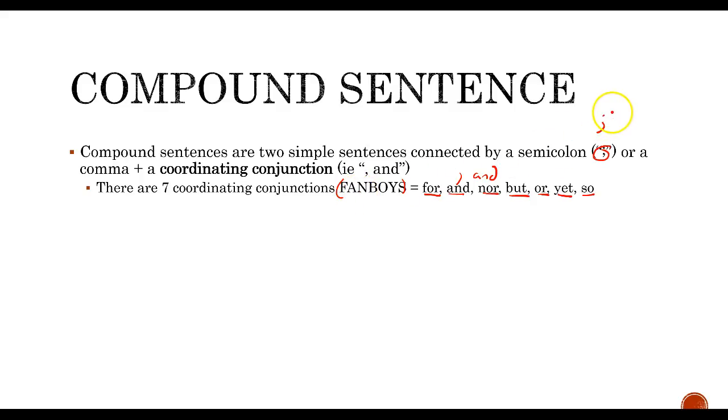Alternatively, you could use the semicolon. So you have one simple sentence, semicolon, another simple sentence. Basically, the semicolon takes the place of the period. You're connecting two sentences, but you're not saying how those two sentences are related or connected. When you use a coordinating conjunction with a comma, you're telling the reader, I'm moving on to a new sentence, and you're also telling the reader the relationship of the two sentences.